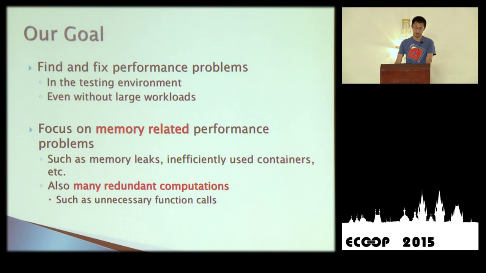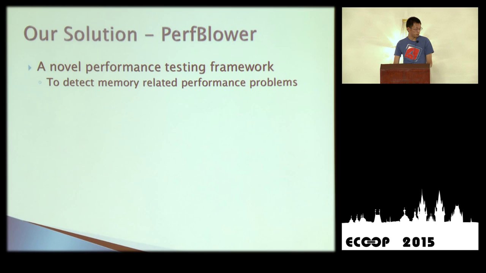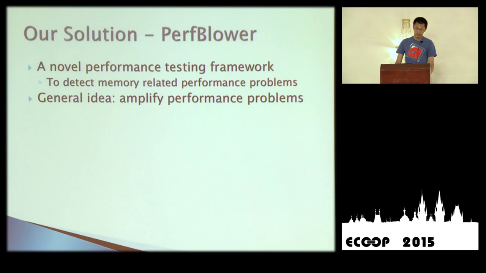To achieve our goal, we propose our solution, PerfBlower, which is a novel performance testing framework. We can use it to detect memory-related performance problems. The general idea is that we amplify the performance problems, so even with very small input, the problem becomes much more obvious. We detect performance problems based on their symptoms. When we detect data inefficiencies, we add more inefficient data to the problematic objects. Then the symptoms become much more obvious, and it is much easier for the user to capture them.